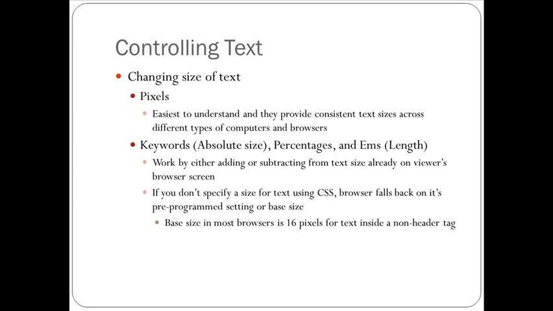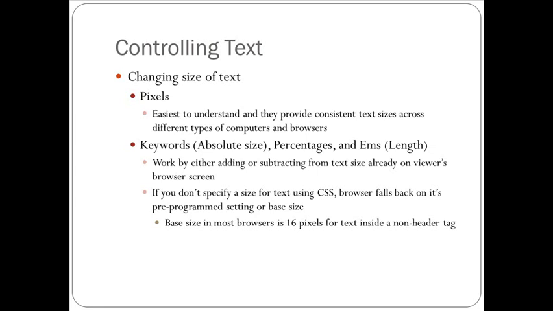You could use keywords. The book refers to these as absolute size. You could use percentages, and you can use EMs, which when you do it, it's 1 EM or 2 EM, not with the S. Those are length. You work by either adding or subtracting from the text size already on the viewer's browser screen when you use any of these methods.